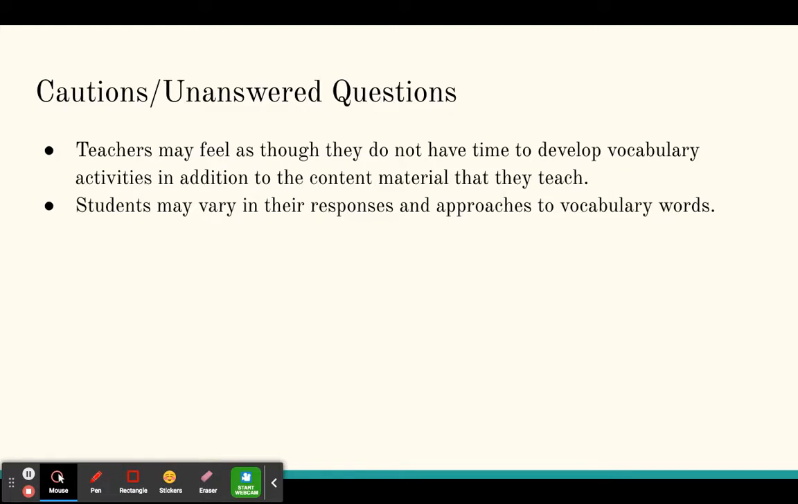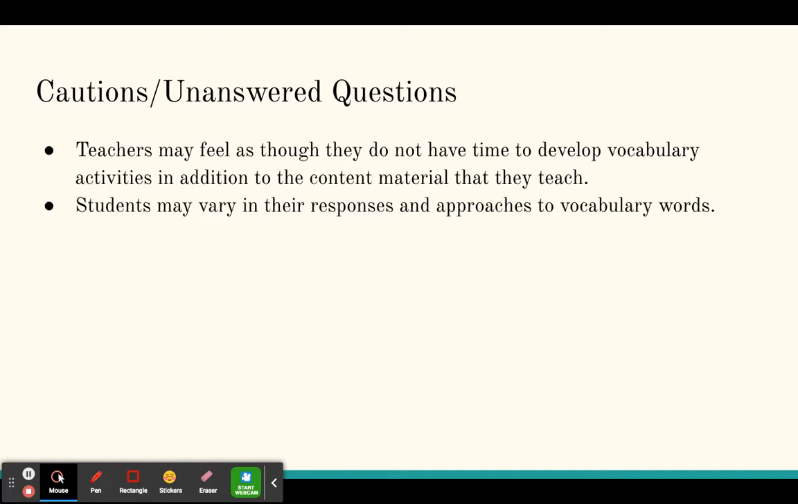So, some cautions and unanswered questions about this. One caution is that sometimes teachers might feel like they don't have time to develop vocabulary activities, right? So I just used a science example. I might use a social studies example. You might think, okay, I need to make sure that in my 7th grade classroom, I can get far enough that I can cover the Civil War and be done with that by the end of the school year.